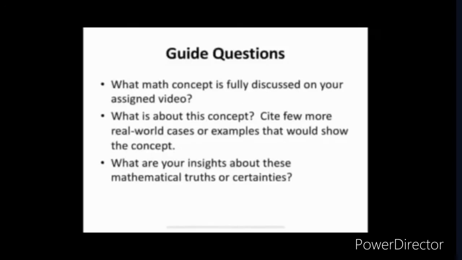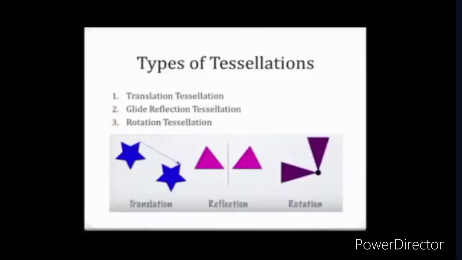Question number 2. What is about this concept? Cite a few more real-world cases or examples that would show the concept. Three types of tessellations: translation tessellations, glide reflection tessellations, rotation tessellations.